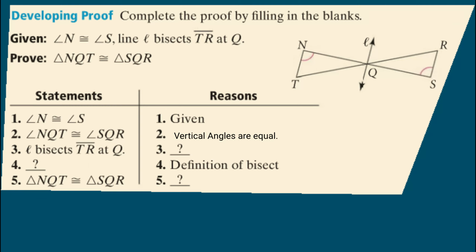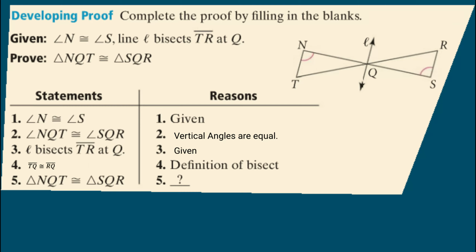Now we have L bisects TR at Q. Okay, bisect was another word that you should have looked at, some of the vocabulary. So bisect, again, that's to cut something exactly in half. So it cuts it into two equal parts or two congruent parts. So if that line L is bisecting the segment from T to R, we know that's given. But what does that mean for that segment? That it has now been broken into two congruent parts. So T to Q and R to Q are going to be congruent to each other.